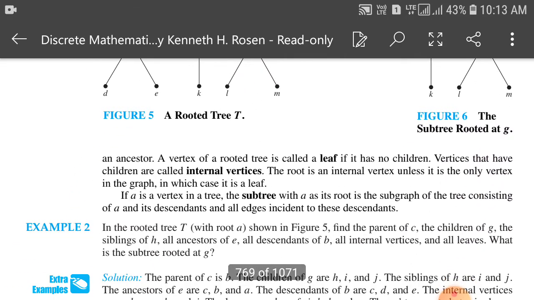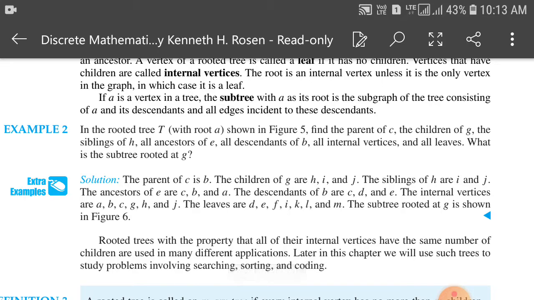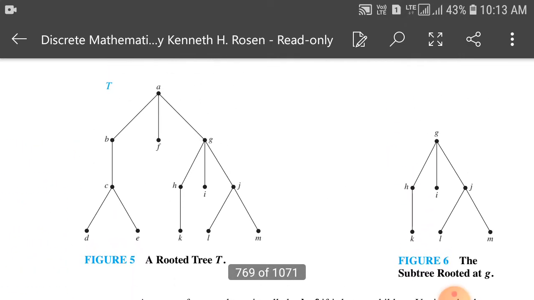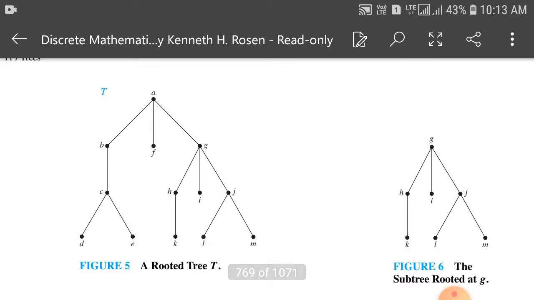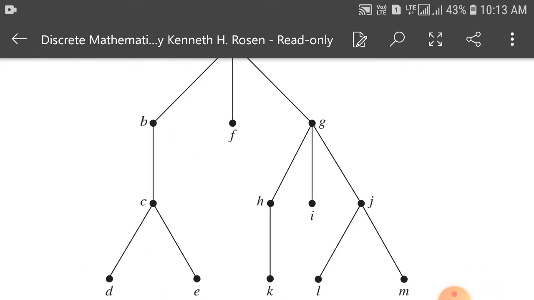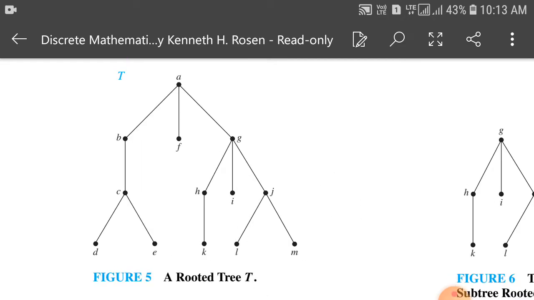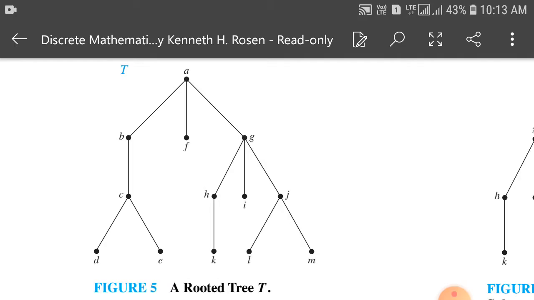In figure 5, what is the parent of C here? The parent of C is B, because C is connected above with B only. So this is the directed edge from B to C, and that's why B is the parent of C. Now you can find any parent. What is the parent of B here? The parent of B is A. The parent of F is A. The parent of G is A. Like that you have to find out.